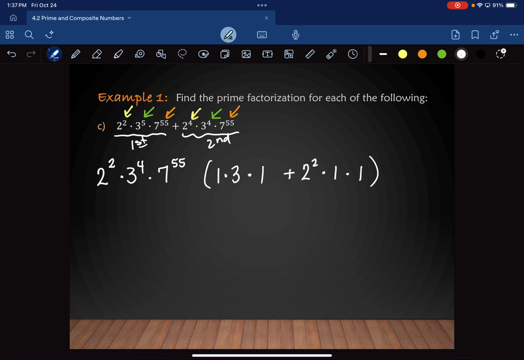So the part on the outside is done. 2 squared times 3 to the 4th times 7 to the 55th. But what's inside actually has the ability to be combined and simplified. What is 1 times 3 times 1? 3. And what is 2 squared times 1 times 1?